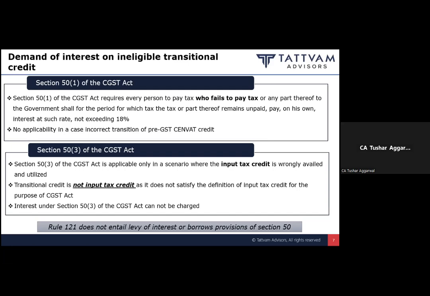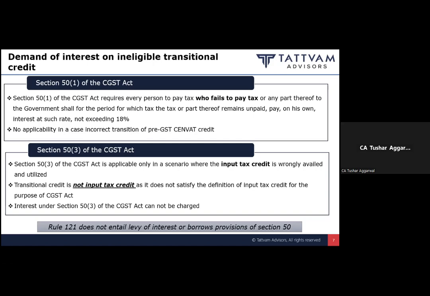So our argument is that since transitional credit is not input tax credit, and the provision to levy interest is given under section 50, and section 50 only talks about a situation where there is a failure to pay output tax or where the ITC is wrongly availed and utilized, there is no other section to levy interest on wrongly availed transitional credit which has been utilized. Accordingly, there should not be any interest implication on the wrongly availed transitional credit. I repeat, there should not be any interest implication, for the reason that there is no provision under the CGST Act to levy interest in such kind of mistake. Interest is a substantive provision.